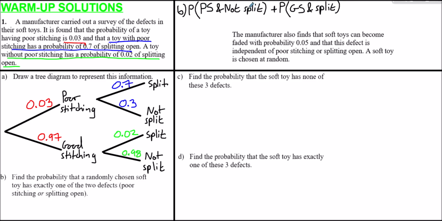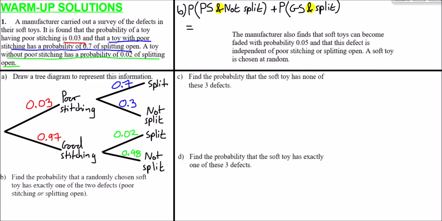Defective stitching, not defective with the splitting, plus a probability of non-defective stitching, in other words good stitching, and the defect of it actually splitting open. So with probability, going back to GCSE even, and works as a multiplication essentially. So this one here, probability of poor stitching is just 0.03 for poor stitching, so 0.03, then multiply the chance it happens not to split anyway, that's going to be 0.3, plus the possibility that the stitching is good, which is 0.97.